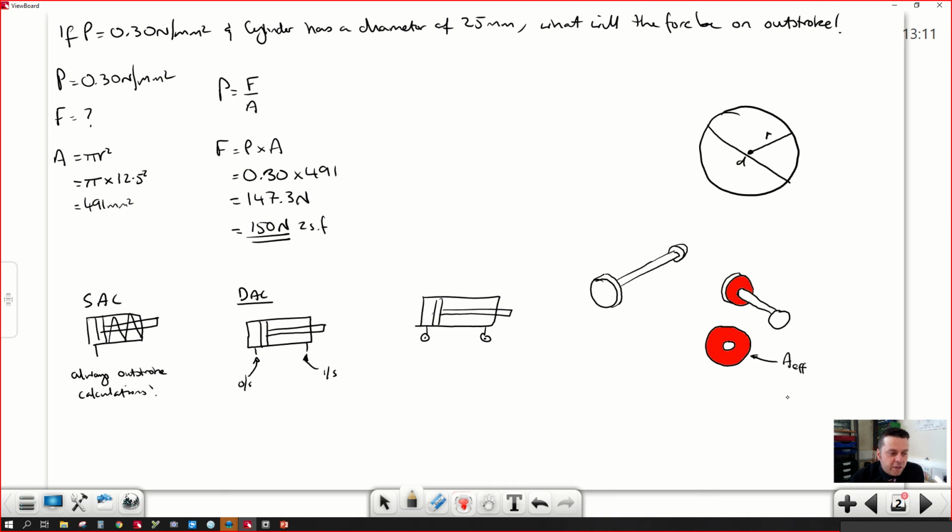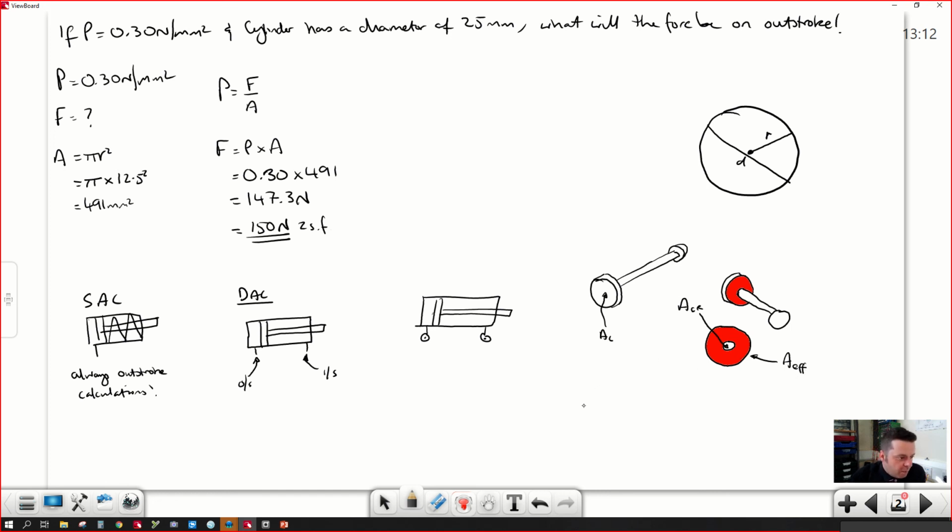EFF, the effective area. And you'd call that white area in here the area of the cylinder rod. Because we're starting to make a distinction, you just call the big full circle the area of the cylinder, AC. The small one is ACR. And the red donut shape is the effective area, AEFF.